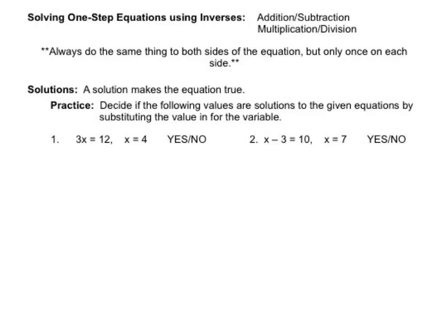So if you look, for number one, we've been given an equation, 3x equals 12, with x equaling 4. What I want to do is go back and check and see if that's true. So instead of my x, I'm going to substitute in for x the 4, and see if that equals 12. Well, 3 times 4 is 12. 12 equals 12. So yes, I got my equation true.